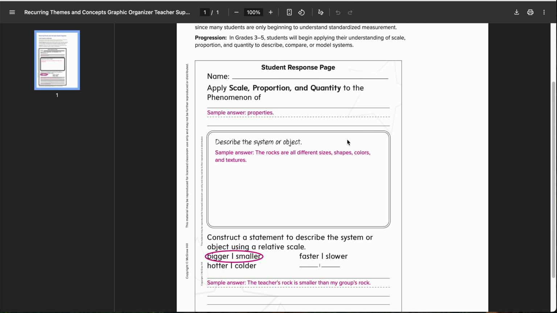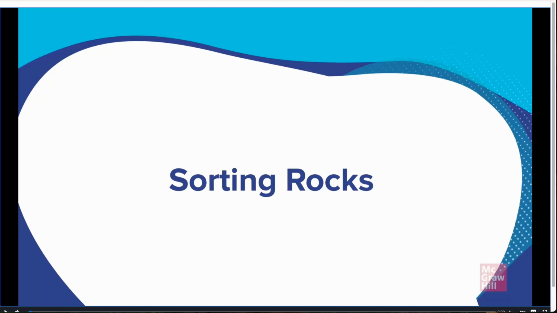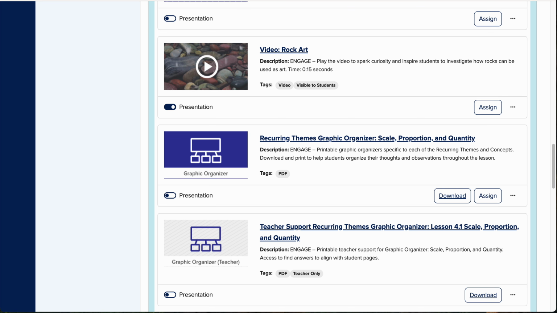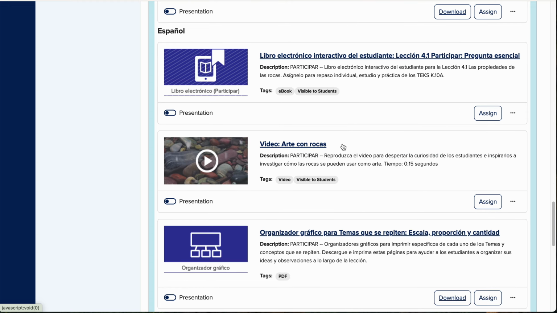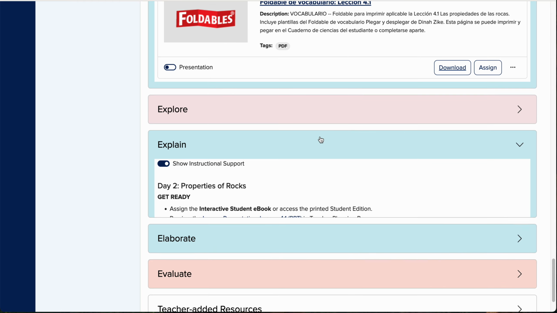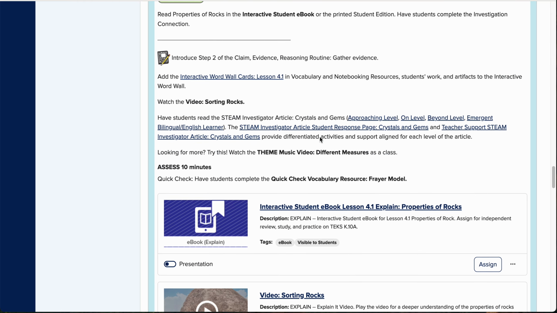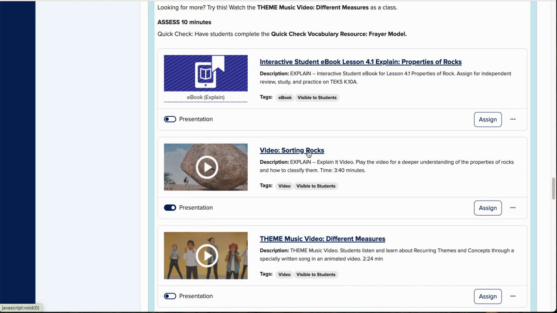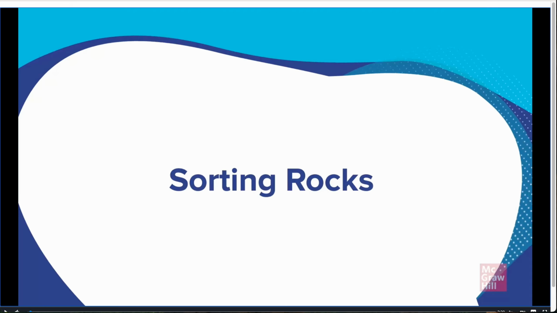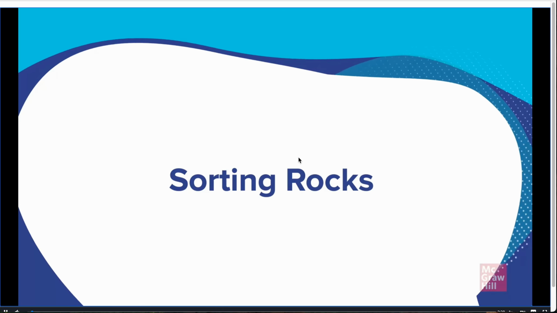But these are always paired with one of the videos in Explain. So I'll go back really quickly. We would go to the Explain blade, and there's a video there called Sorting Rocks. So let's watch the video and see how it connects with the RTC activity. Sorting rocks.